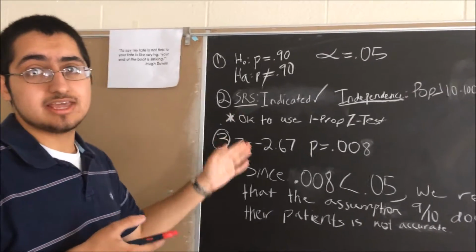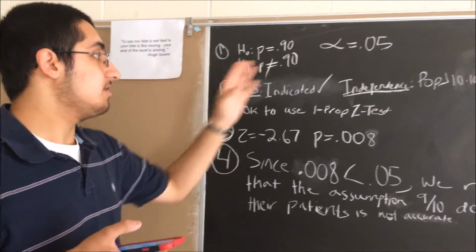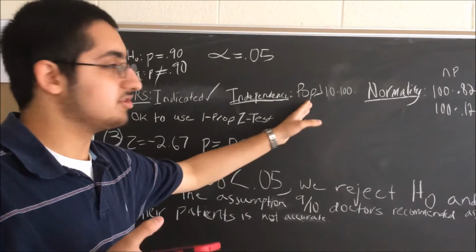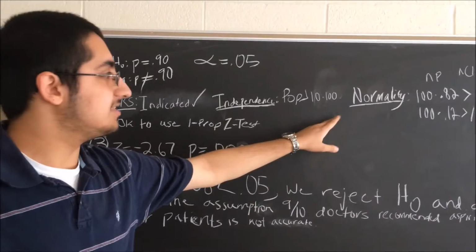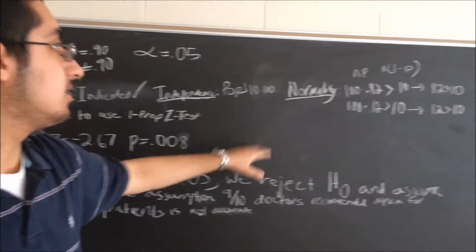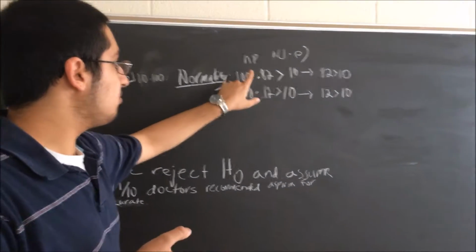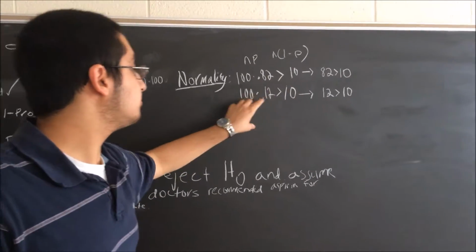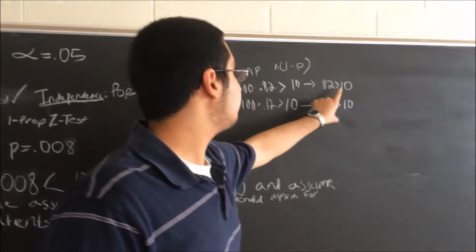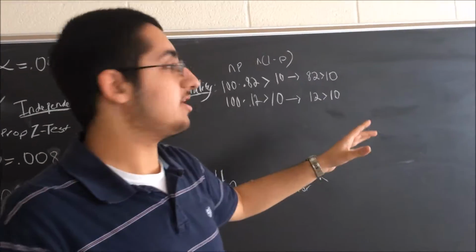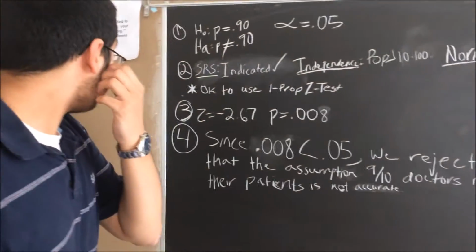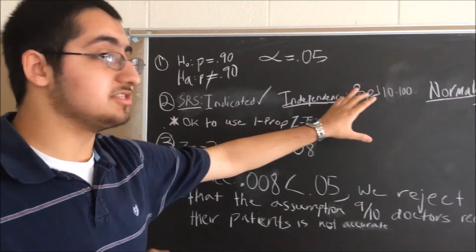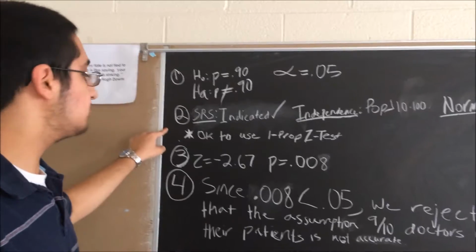For our SRS, it is indicated in the question, so we're good over there. For our independence, our population of doctors is obviously greater than 10 times 100, so we're also good over there. And for our normality, we have to do n times p and n times 1 minus p. Once we do that, we get 82 and 12, which are both greater than 10. Then, since we're good for the conditions, it is okay to use a 1 proportion z-test.